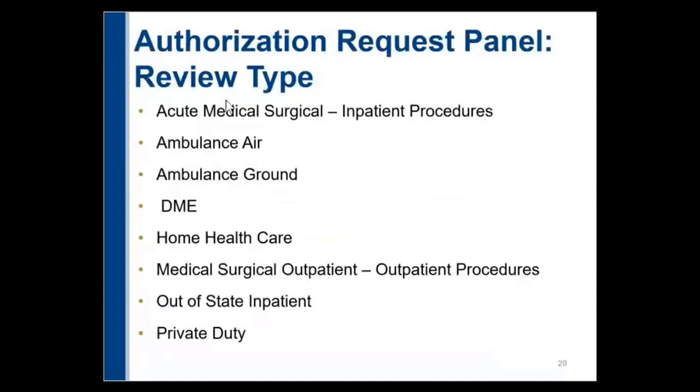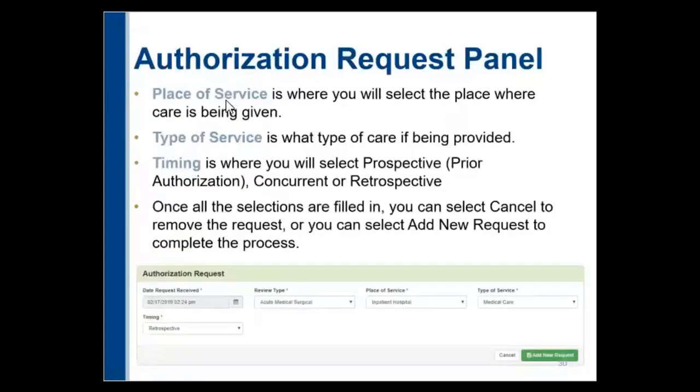And we've put together a slide to just list the review types that are available to you. We'll be posting additional information to help guide you through this process if you have any questions. But you can see all the different ones that we have available in the system. Once the review type has been selected, you'll indicate the place of service where the care is being delivered and the type of service, defining the type of care or service being provided. The timing will also need to be indicated.